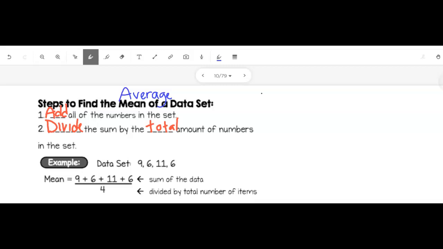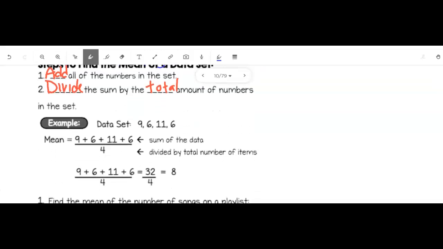So let's look at this data set right here. I have 9, 6, 11, and 6. So right here, to get the mean, they did step 1. They got the sum of the data. There are 4 numbers in the set, so that's the number we're going to divide by. We have 32 over 4. 32 divided by 4 is 8.